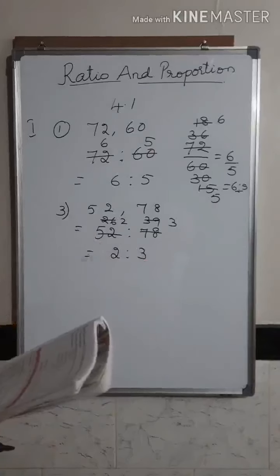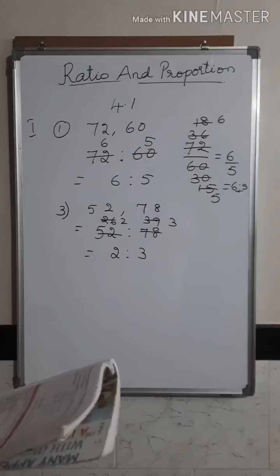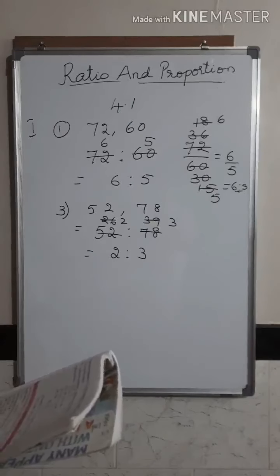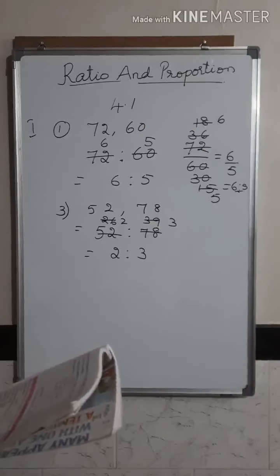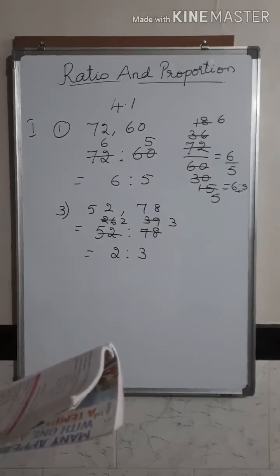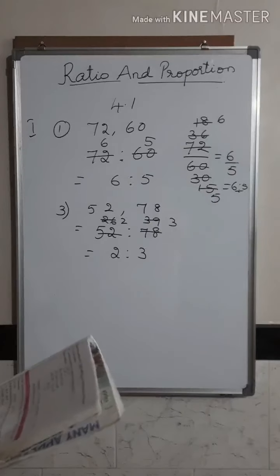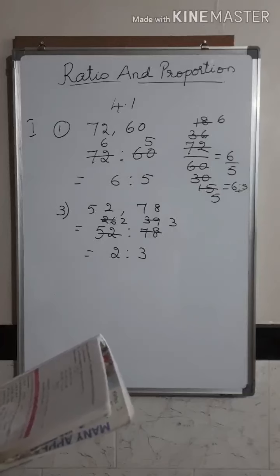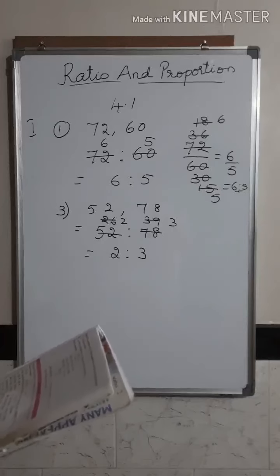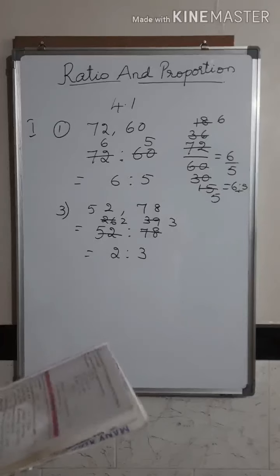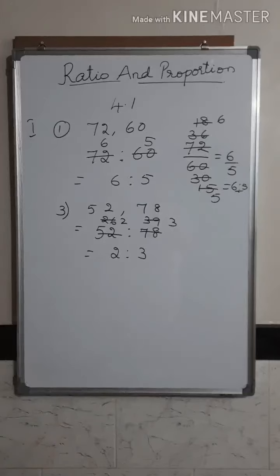The second problem: find the reduced form of the ratio of the first quantity to the second quantity. So what is the difference between the first and the second problem? In the first problem units were not given, whereas in the second problem units are given. So whenever units are given, you have to convert them into the same units and work it out.